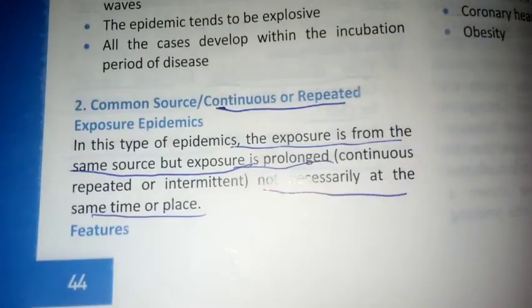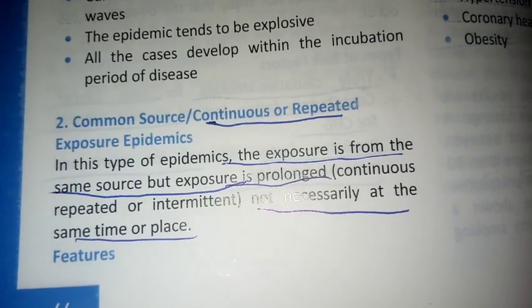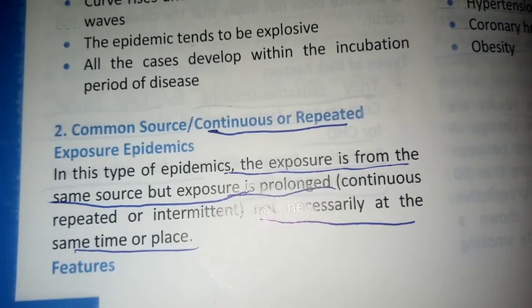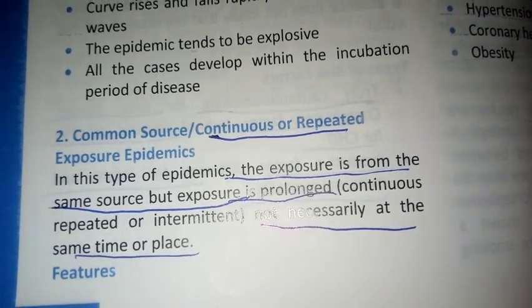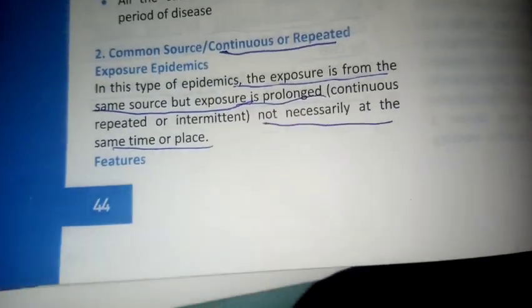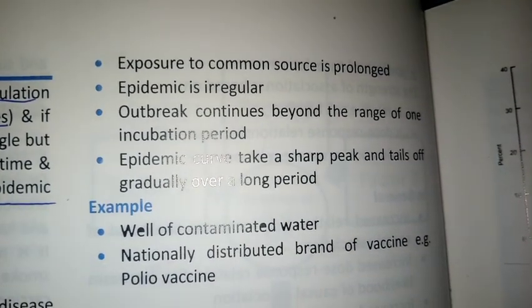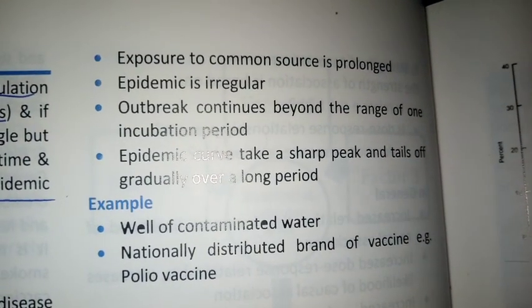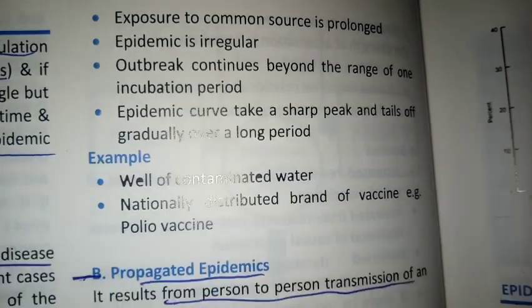After that, common source, continuous or repeated exposure epidemics. In this type of epidemic, exposure is from the same source but exposure is prolonged. Continuous, repeated and intermittent, not necessarily at the same time or place. Features are: exposure to the common source is prolonged. Epidemic is irregular. Outbreaks continue beyond the range of one incubation period.